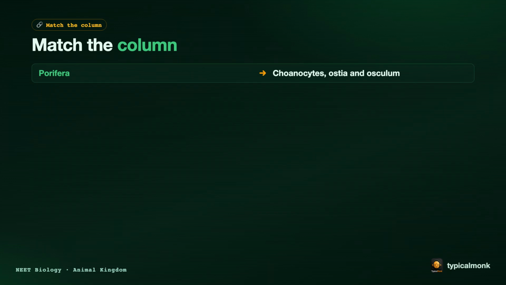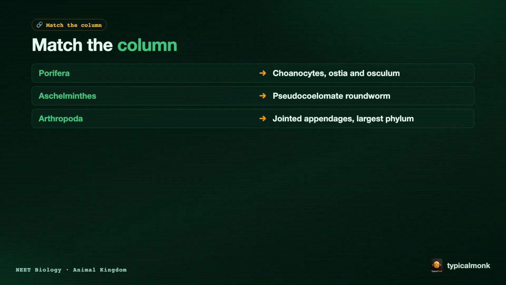Now, the second drill, match the column. Make the correct pairs. Porifera, choanocytes, ostia and osculum. Aschelminthes, pseudocoelomate roundworm. Arthropoda, jointed appendages, the largest phylum. And Echinodermata, water vascular system, tube feet.